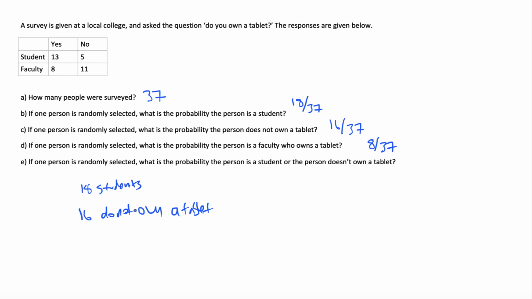Okay. So there's a couple ways to do this, but in this case, we can just count them up. We need to consider the 18 students, but also the 11 faculty who don't own a tablet. So we want the people who are either a student or they do not own a tablet. Okay, so what are we going to get in this case? The 18 plus 11, that's going to give us here 29 out of 37.